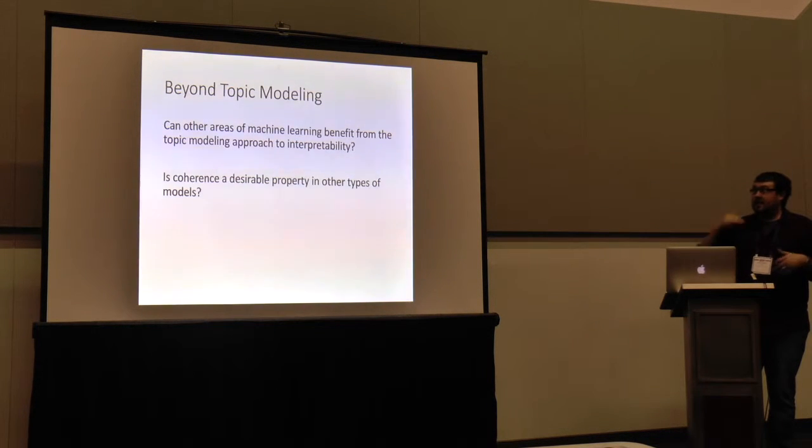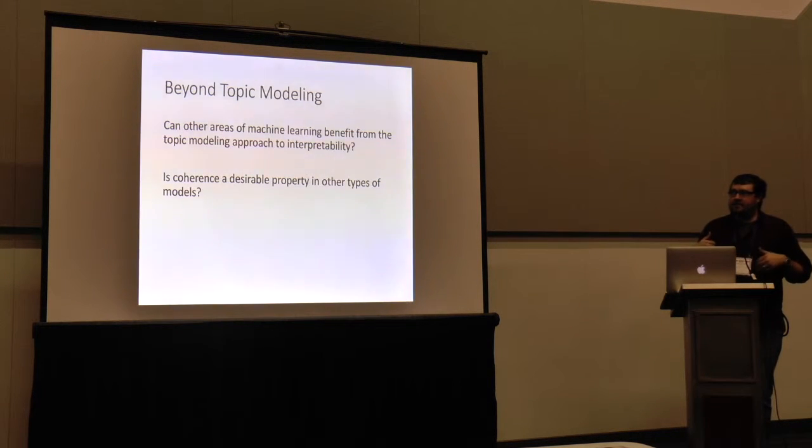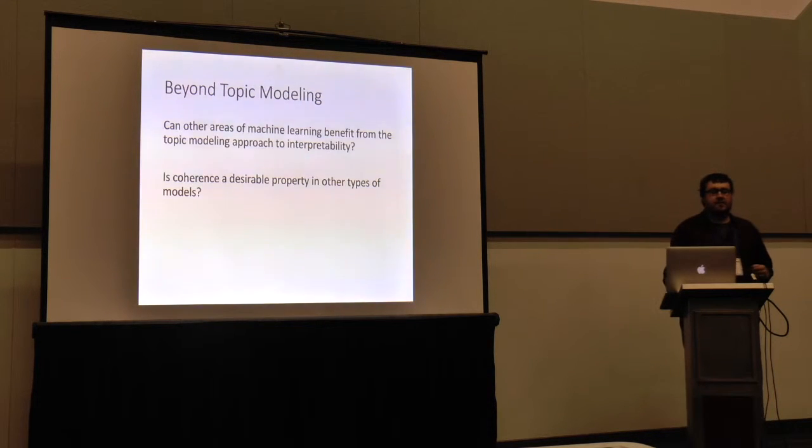And so what I want to present here is just to get you thinking about how these ideas might be used in other areas of machine learning. So in topic models, coherence is the main definition of what is interpretable. And so I want to think about whether coherence is a desirable property in other machine learning models. So say you're training a classifier or a regression model, do you want those parameters to be coherent? If so, when? So that's something to think about.